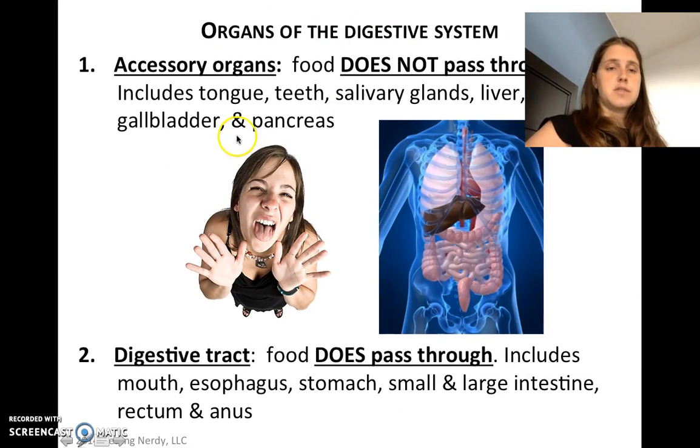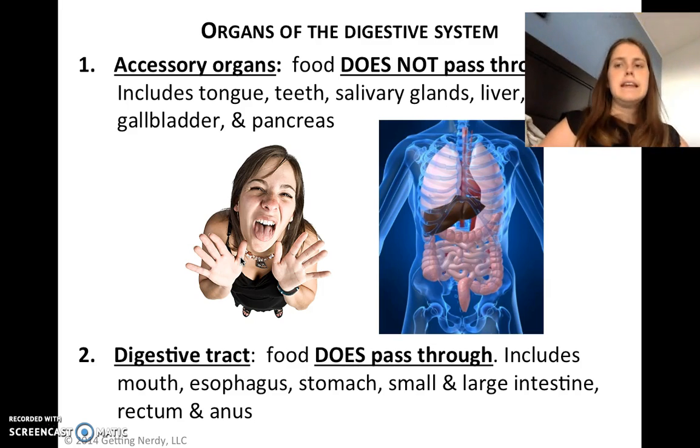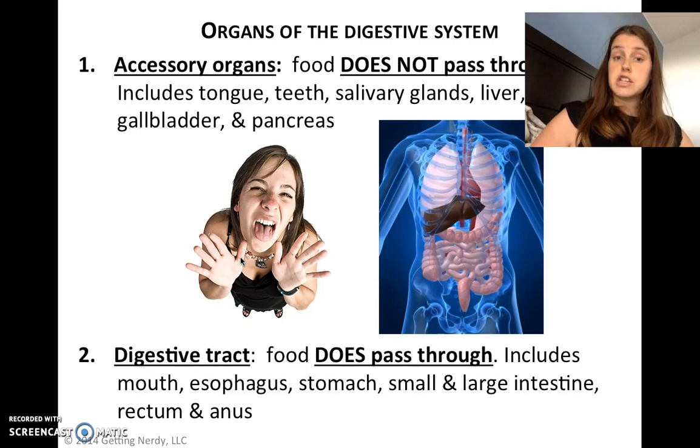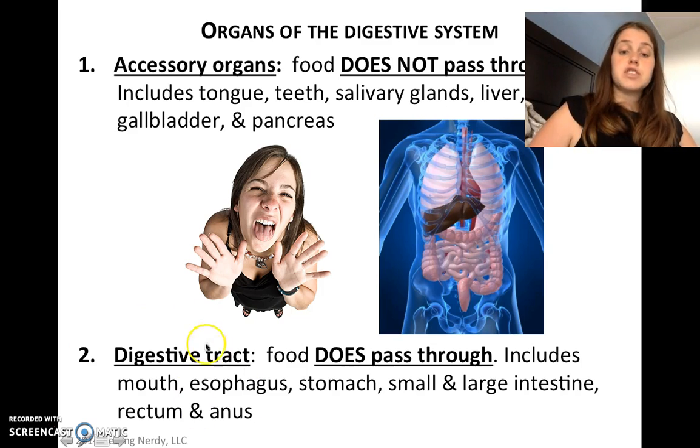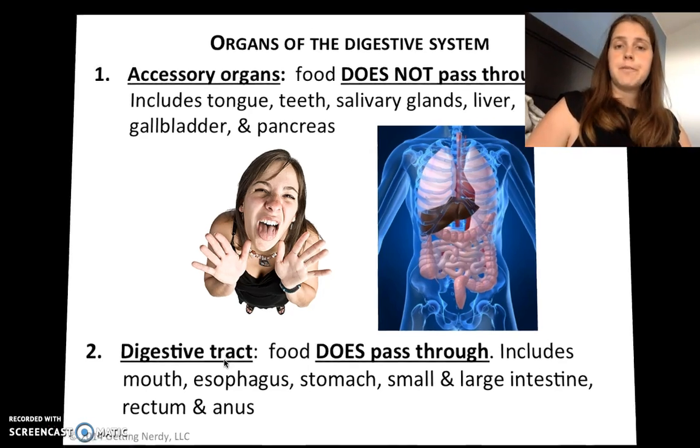So, organs of the digestive system. There are accessory organs. These are organs that food does not pass through, but you still need for digestion. These are things like your tongue, your teeth, your salivary glands, your liver, your gallbladder, and your pancreas. Your food doesn't actually go through any of those organs, but you still need them in order to actually digest your food. And then you have the digestive tract. These are the organs that food does pass through. This includes your mouth, your esophagus, your stomach, your small and large intestines, your rectum, and then your anus.